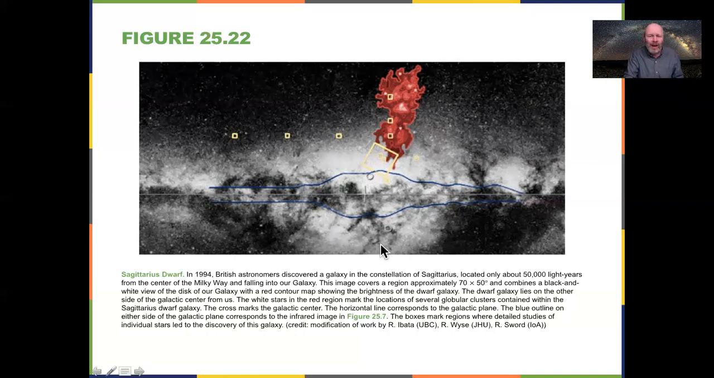But in the meanwhile, we're eating the Large Magellanic Cloud. We're eating the Small Magellanic Cloud. We can actually see streams of stars that are coming off of them as they rotate around us that we're pulling in.